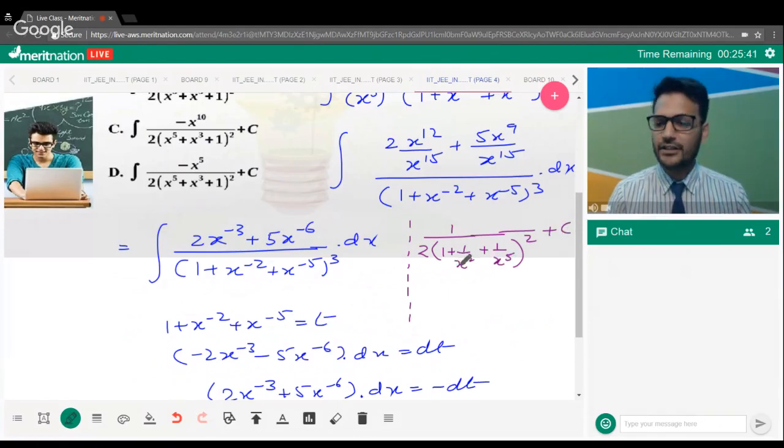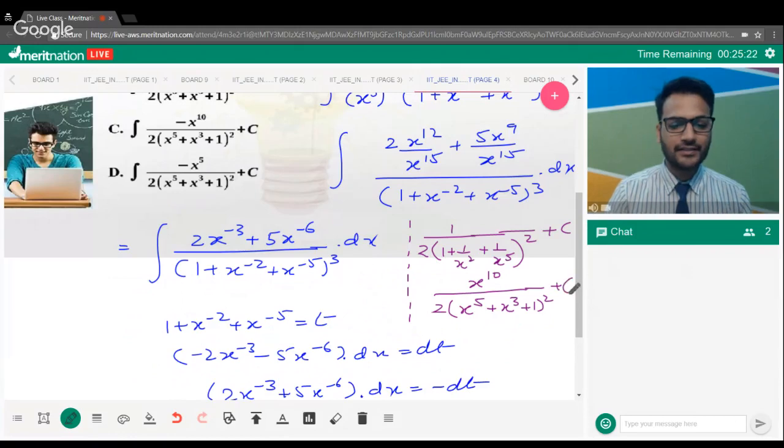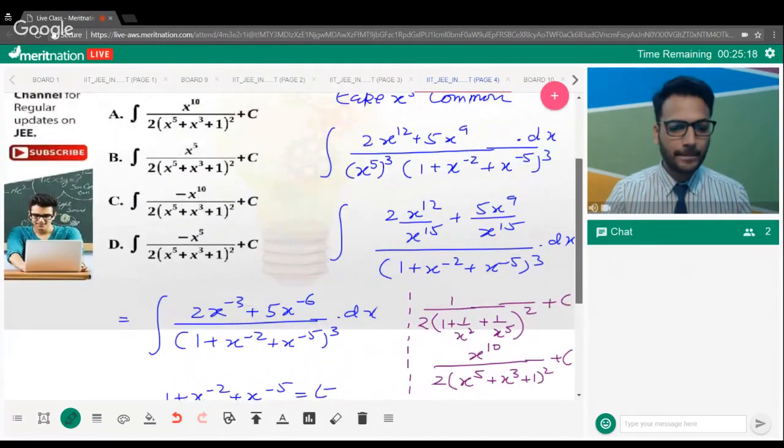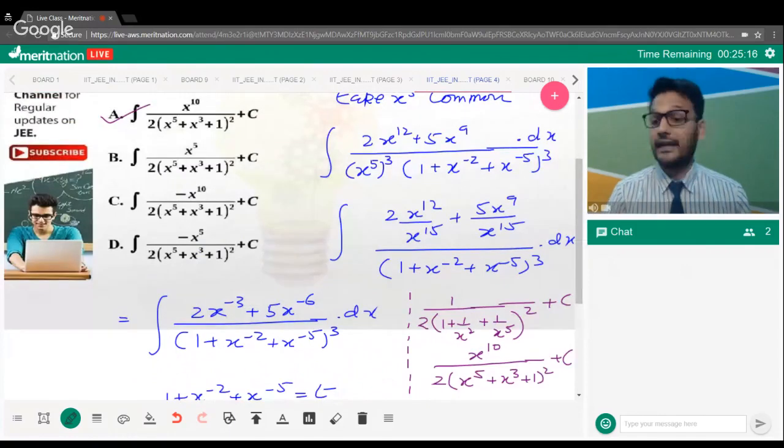We can take x to the power 5 as common in the bracket, in the denominator. Basically, we are taking LCM, right? And 5 x to the power 5 whole squared can be taken to the numerator. So it is x to the power 10 twice of x to the power 5 plus x cube plus 1 whole squared plus c. So this turns out to be the answer to the question, right? Which I believe is given in the very first option. Hence, A turns out to be the answer of the question. I believe everyone is clear with it.